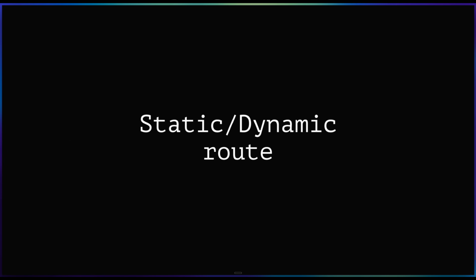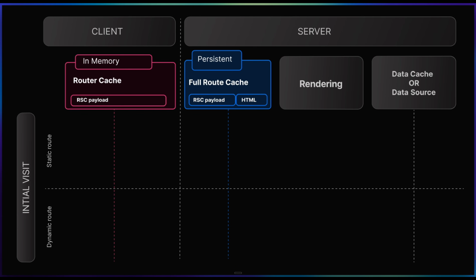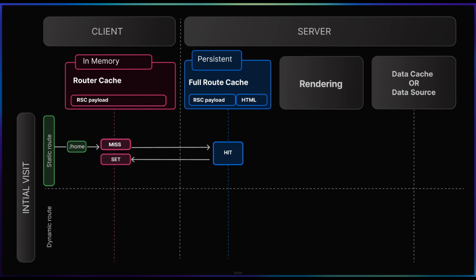Now let's zoom out and look at how static and dynamic routes behave differently in this process. We'll walk through it step by step with a visual. So we start with a static route, like home. On the first visit, the client checks its in-memory router cache and it's a miss. Now, I know I haven't touched on this yet, but we'll cover this caching mechanism next. For now, just get a mental model that there is another caching mechanism on the client side that we'll come back to. Then it checks the server full route cache, and since it was pre-rendered during build, we get a hit. The server returns the cached HTML and the RSC payload, and the client stores that in memory for next time.